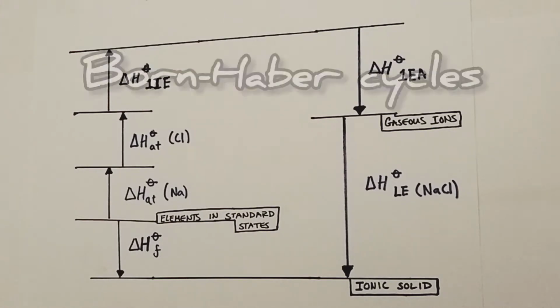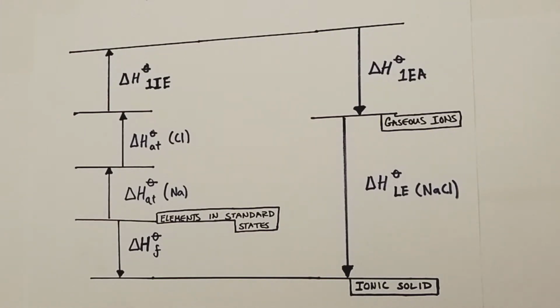So, a Born-Haber cycle is a thermochemical cycle usually designed to calculate a certain missing enthalpy change. Most commonly, the enthalpy change will be the enthalpy change of lattice formation, otherwise known as lattice enthalpy, and that is the enthalpy change for the formation of 1 mole of an ionic compound. Now, that enthalpy change cannot be calculated directly, so it must be calculated indirectly using a Born-Haber cycle.